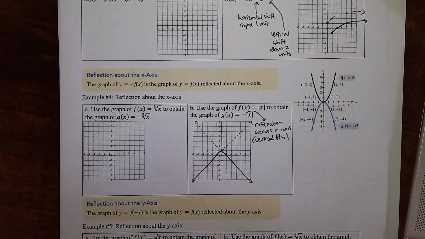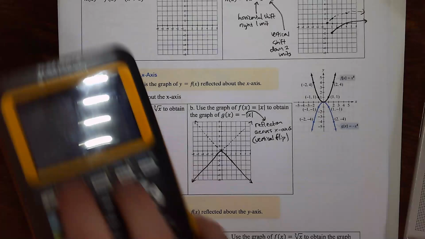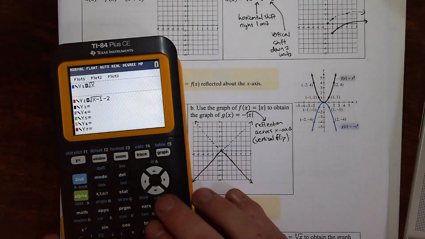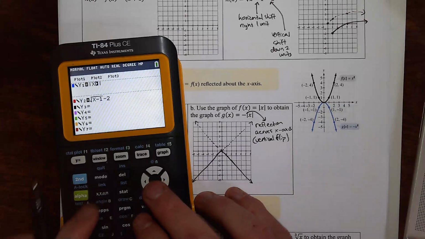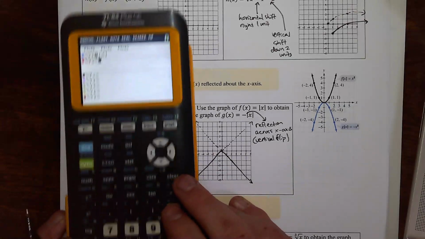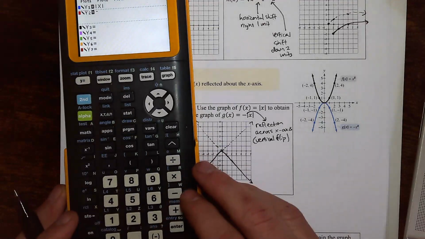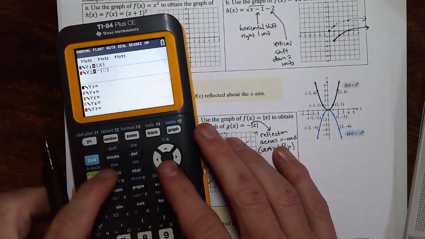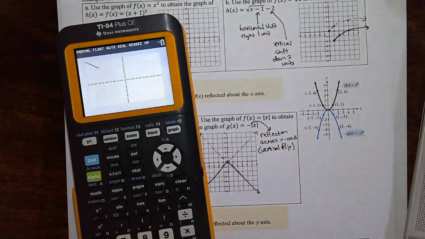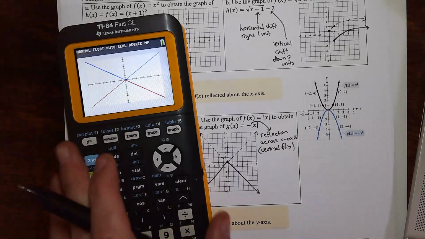If I wanted to check this in my calculator, I'm going to do f of x equals math, num, abs, absolute value of x. And then negative is down here, by the way. Negative, and then math, num, abs, x. So you look at the blue, which is the original. And then I'm just reflecting it across the x-axis, which is an up and down flip. It's a vertical flip.